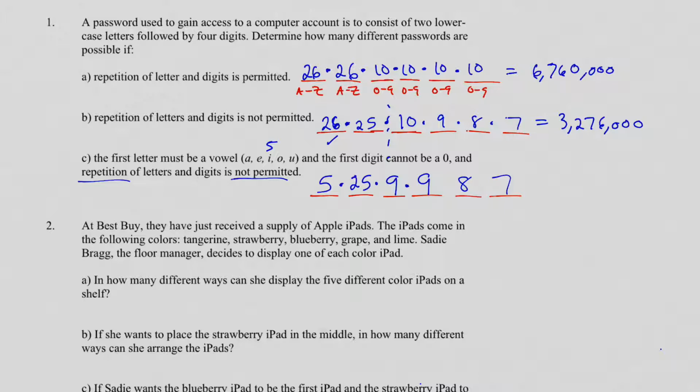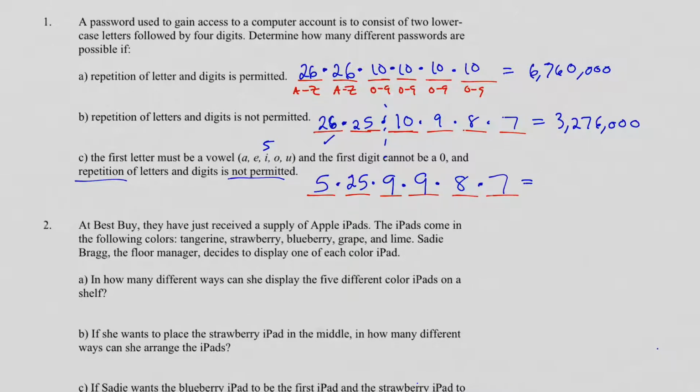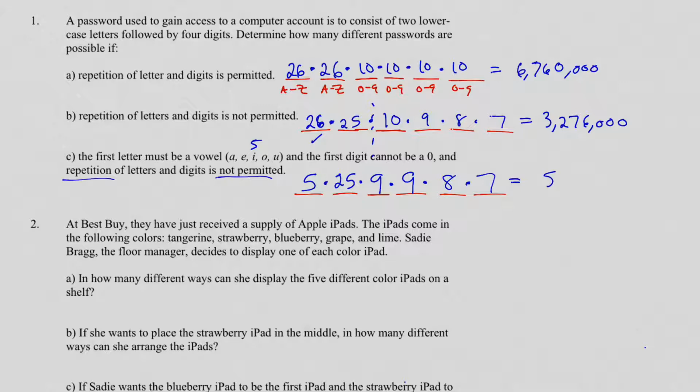So multiply all those, and that's going to give you 567,000. Wow, we went from 3.3 million to about 500,000. Okay. So what is this trying to tell us? The more restrictions you put, the less possibilities there are. It makes it easier for hackers.